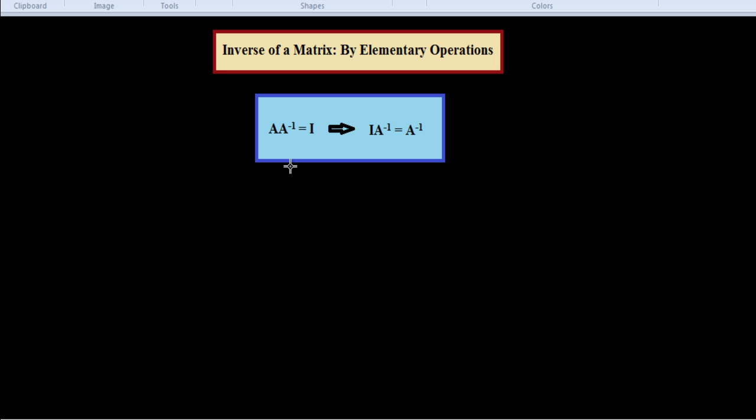Hi friends, in this session we will study how to find the inverse of a matrix by elementary operations of rows and columns. The concept behind this is, if we multiply a number with its reciprocal, we always get 1. I will explain how we get it.